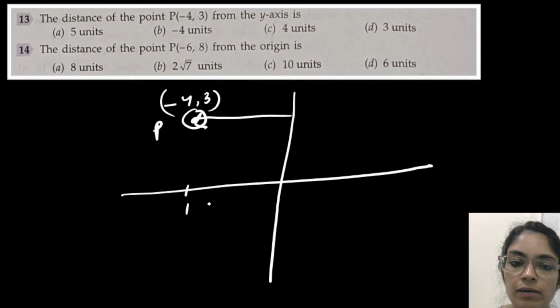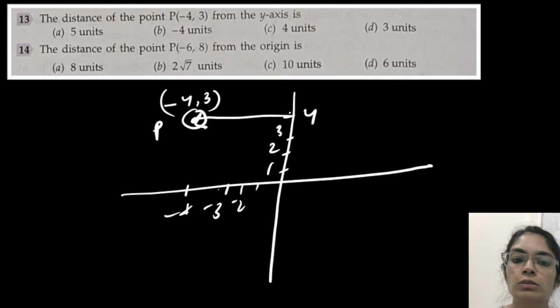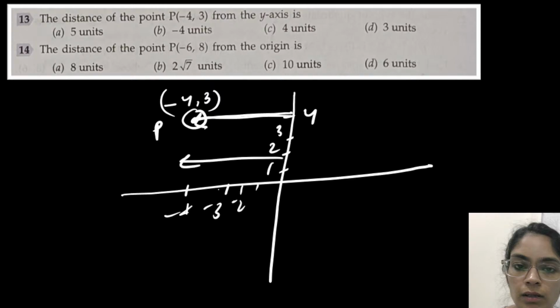See here I have 1, this is 4, minus 4, minus 3, minus 2, minus 1, here 1, 2, 3, 4. So from the y-axis, what is the distance? Distance is this much. So this is 4 units, not 3 units.